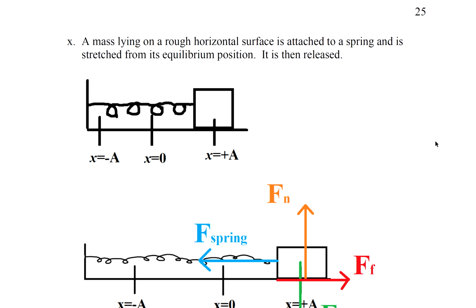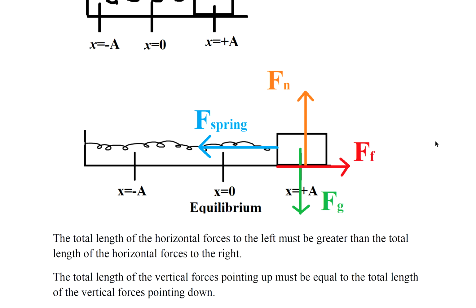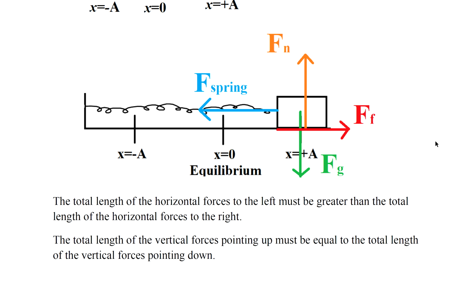Part X, a mass lying on a horizontal surface is attached to a spring and is stretched from its equilibrium position. It is then released. So at the equilibrium position, x equals 0, the object will not move left or right. Once you stretch it to x equals plus A, and you release it, this mass on a spring will accelerate to the left. That's why force of spring is longer than force of friction. And force normal in length should be equal to force of gravity in length.